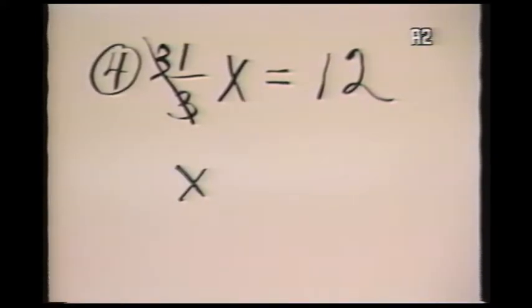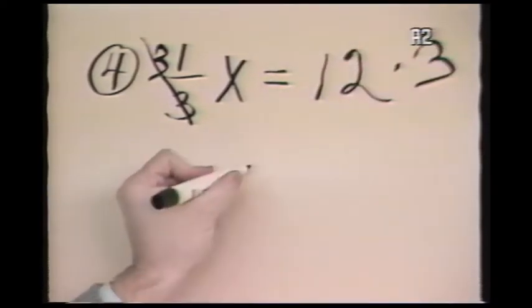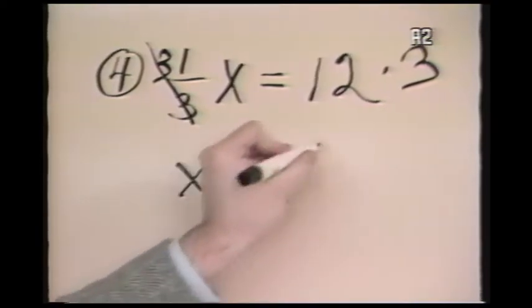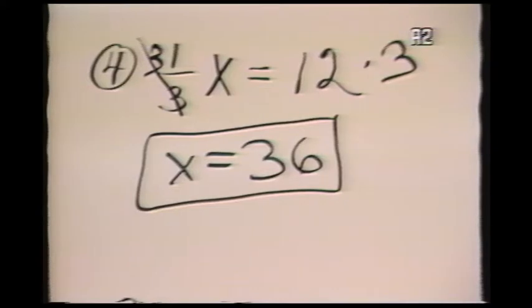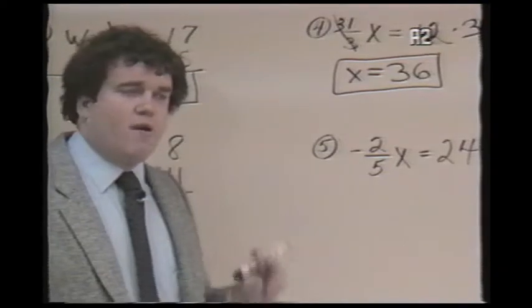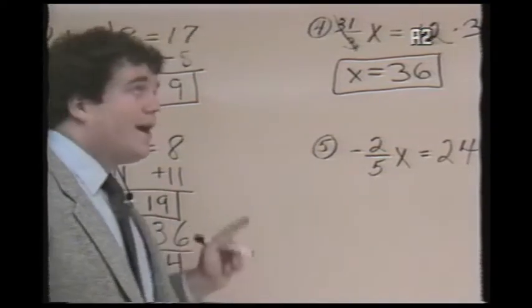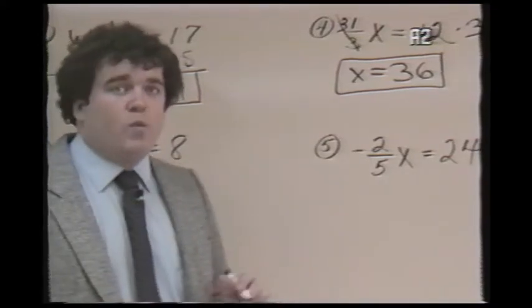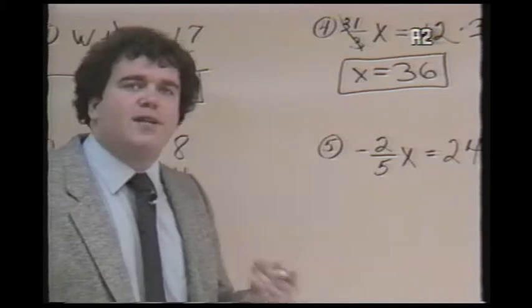I have multiplied the left side by 3. Multiplying the right side by 3, 12 times 3, 36. So x will equal 36. Remember, when we have a fractional coefficient or a fraction next to your variable, your x or y, we want to multiply. We want to get 1x or 1y or whatever the coefficient is.